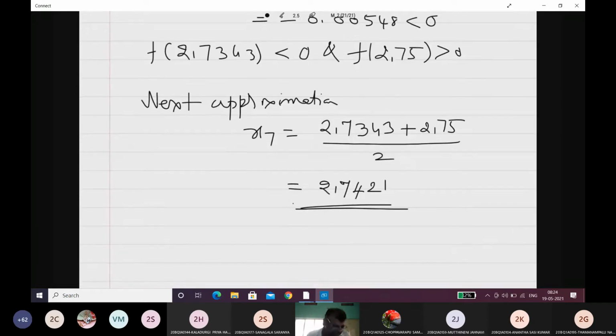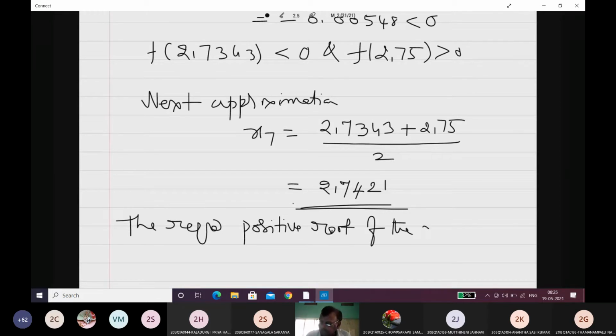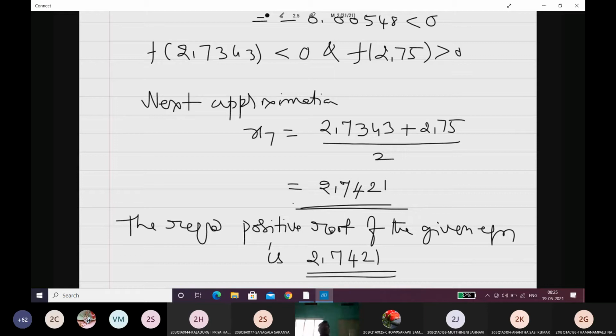Now therefore the required positive root of the given equation is 2.7421. Okay, this is the solution of this problem.